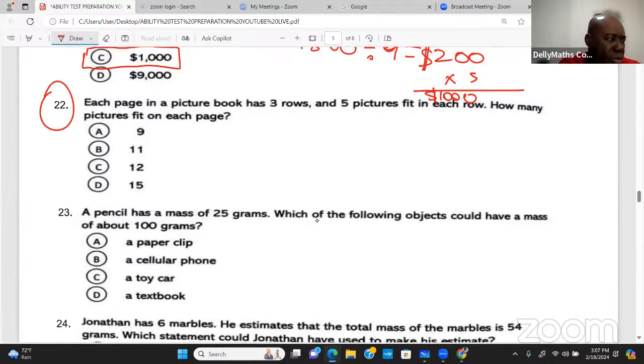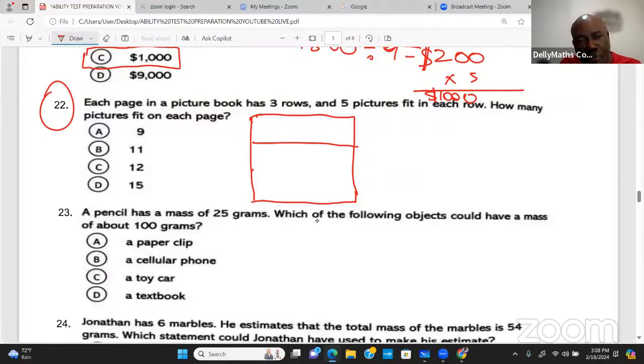Number 22. So number 22 says, each page in a picture book has 3 rows. Each page has 3 rows and 5 pictures fit in each row. How many pictures fit on each page? So I'm just going to mimic the idea. I'm going to quickly draw my page right there. And it says it has 3 rows, right?